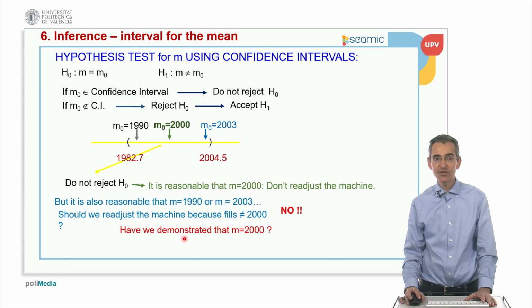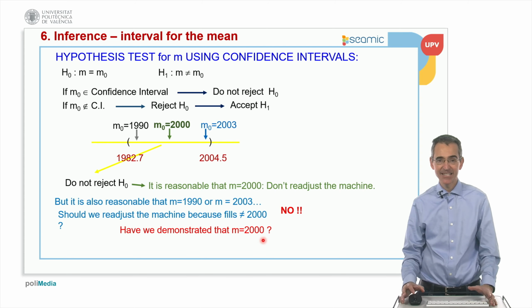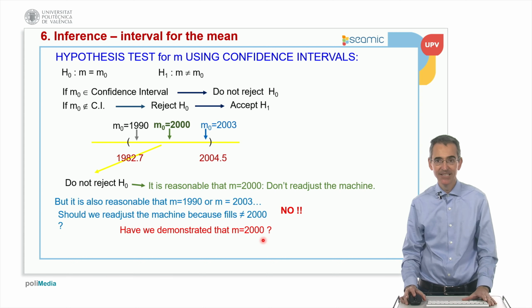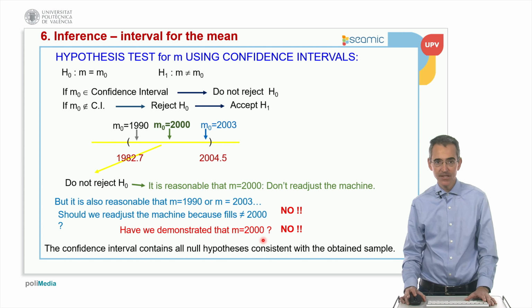So, but have we demonstrated that m is equal to 2000? No, not at all. Okay, so when we say that we cannot reject the null hypothesis, we're not saying that we are accepting that m is exactly equal to 2000. So it's better to say two possibilities in the hypothesis test: reject the null hypothesis or do not reject. This is the way Statgraphics works. Okay, so the confidence interval contains all null hypotheses consistent with the obtained sample.